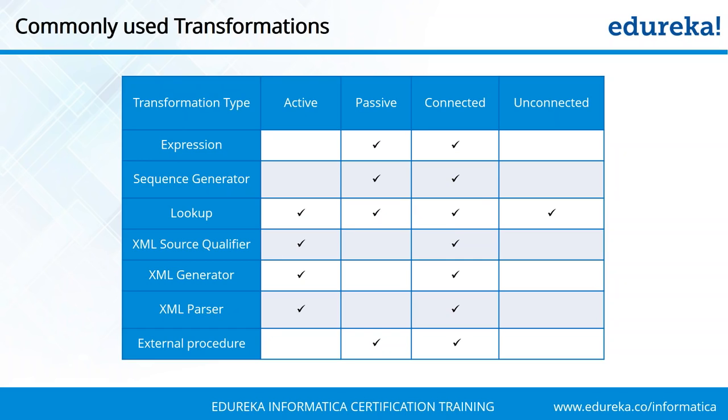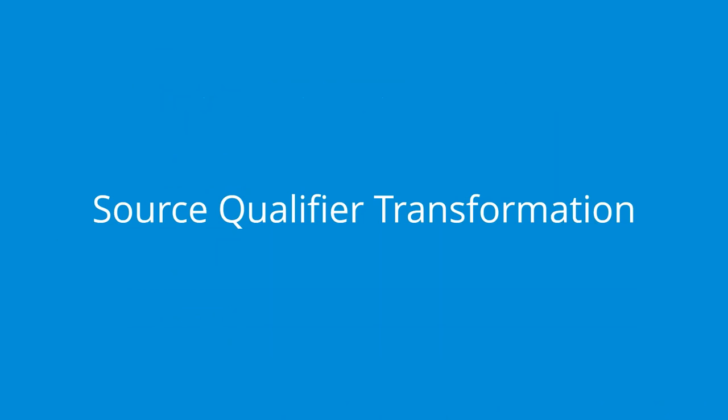All right. To summarize what we've learned till here, we've understood why we need transformations. We've looked at what a transformation is, the various types of transformation, and some of the commonly used transformations. It's time we deep dive into these transformations, and we'll begin by looking at the source qualifier transformation.